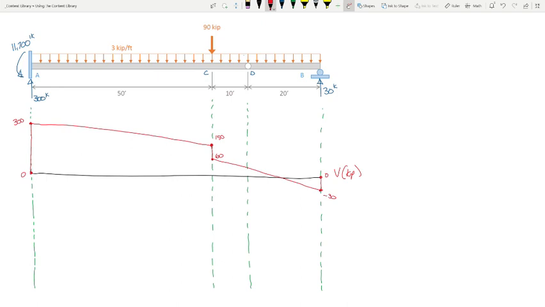I'm curious. Let's look at something. What is this value right here? Well, I was at 60. How much load is in right here? How much load is this right here? 3 kips per foot over a distance of 10 feet is 30. So if I'm at 60, I drop down 30. That puts me at what, 30?